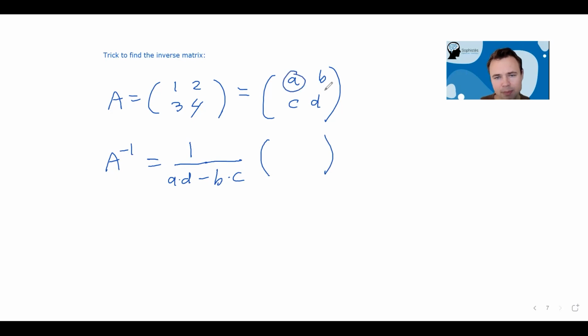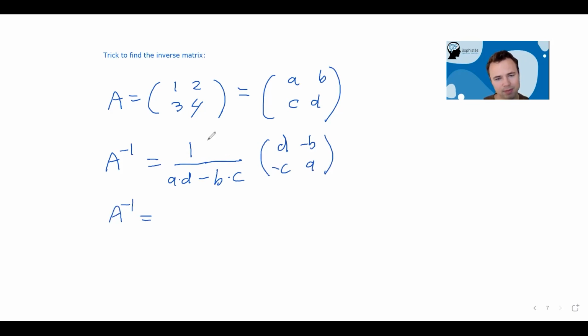Secondly, you switch up the A and the D. So you do D and A. And lastly and thirdly, you do minus B and minus C. The first time you see this, you think, whoa, this looks a bit harder, right? But you will see that it is really easy, way easier than Gaussian elimination.